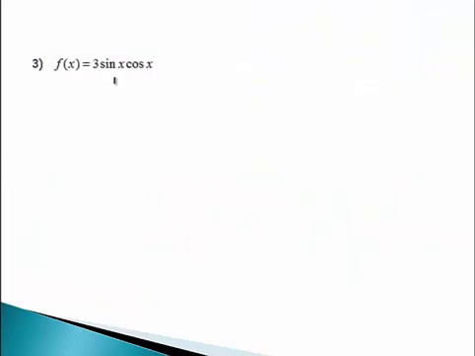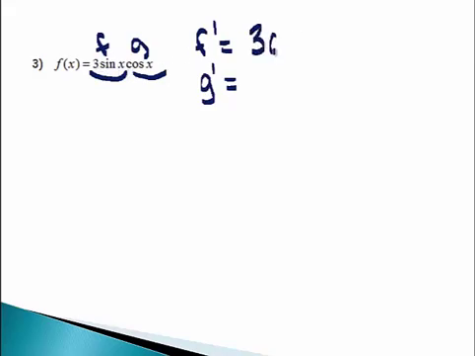All right, now let's take a look at this. This is considered one function. That's your f, and this is your g. So here's my f, and here's my g. So now I'm going to write down f prime and g prime. Notice how I'm doing this one slightly different. Instead of writing f and writing g and writing f prime and writing g prime, I'm getting a little bit smarter. So what's the derivative of 3 sine? That would be 3 cosine. And the derivative of cosine is negative sine.